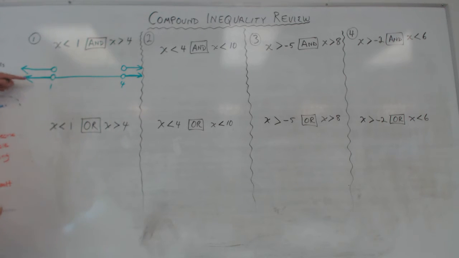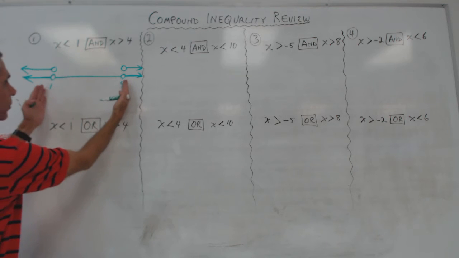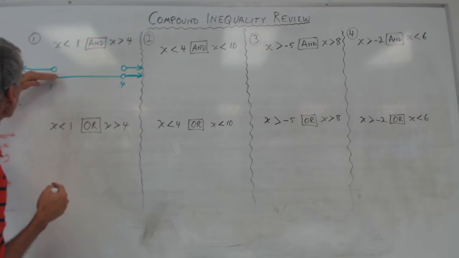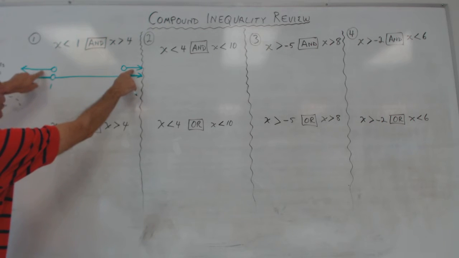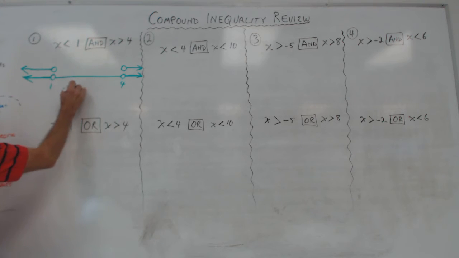So I have to describe this final line here, and it says "and". I'm looking for places where there's an overlap. In this case, there was no overlap. This line did not overlap this line at all. Therefore, there's no solution. So I'm just going to say no solution.